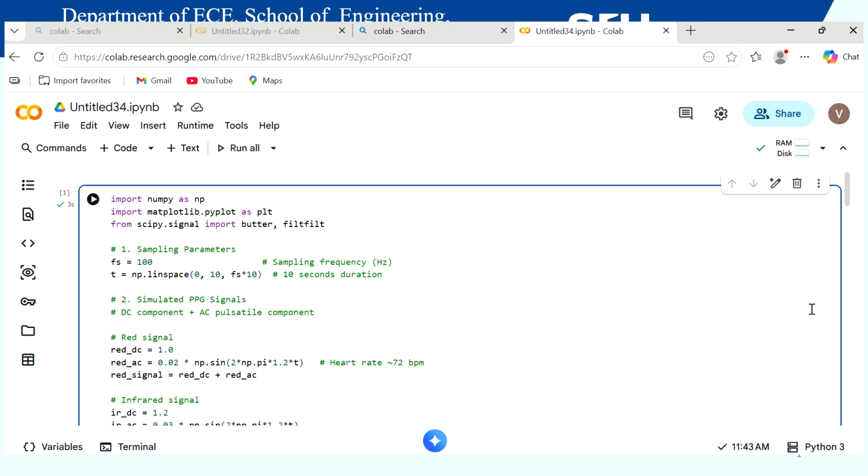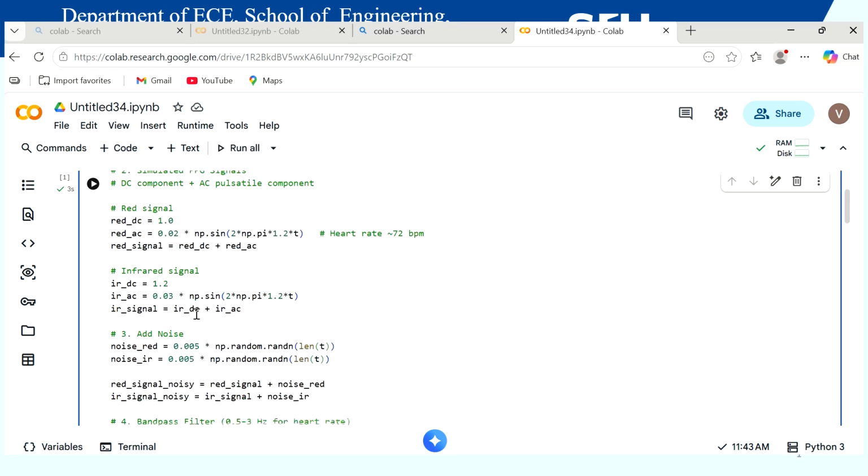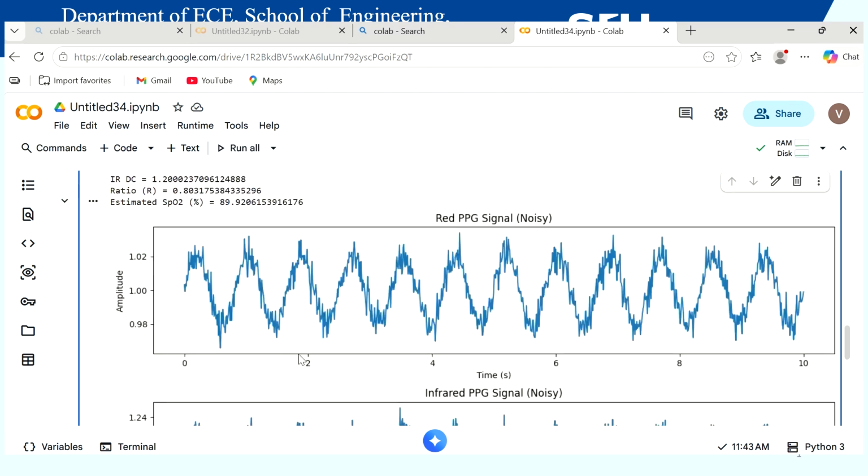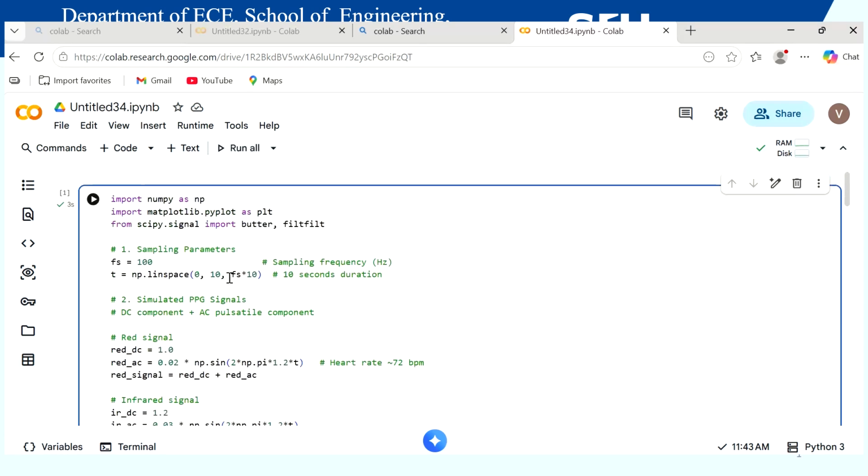In this lecture, I am going to explain pulse oximeter calibration and testing. This is the experiment we are going to do in Google Colab using Python code. I have already pasted the Python code and got the results. Let me explain what this is.